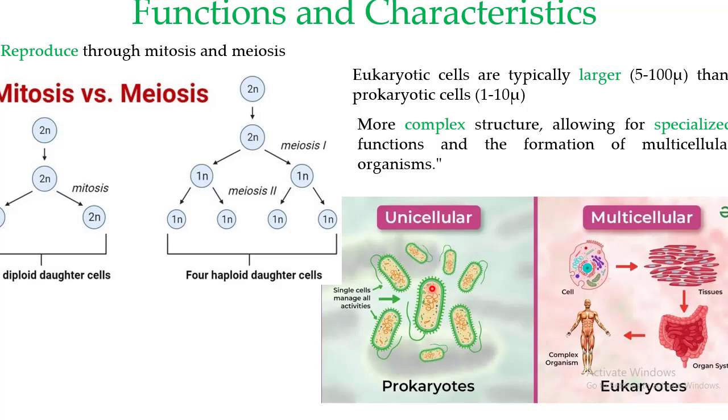Prokaryotic cells, most of the time, are unicellular. They are made of single cells. But when you talk about a multicellular organism, different cells combine to form tissue, tissues combine to form an organ system, and then you have a complex organism like the human being. You can see this complexity is a major feature of the eukaryotic cells.